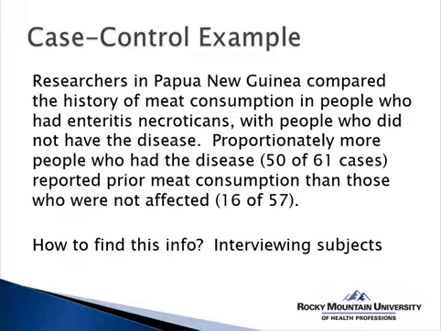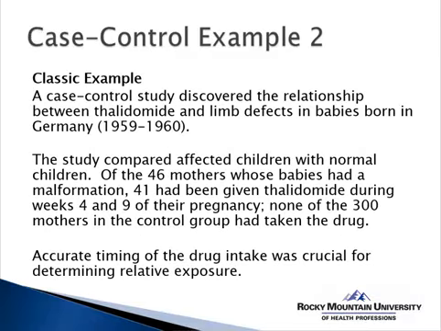Some examples: researchers in Papua New Guinea compared the history of meat consumption in people who had Enteritis necroticans, and I'll probably pronounce this incorrectly, that's the tongue twister part for me, with people who did not have the disease. Proportionately more people who had the disease reported prior meat consumption than those who were not affected. So how did they find this info out? They interviewed subjects. Another classic example is looking at thalidomide in babies who developed limb defects.